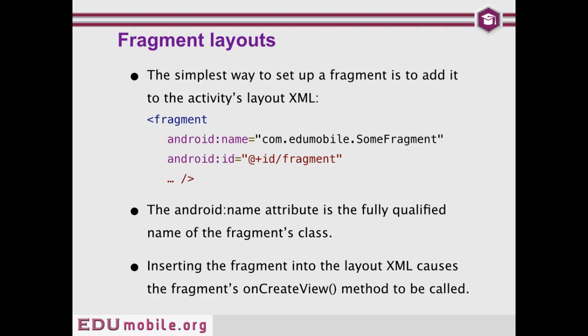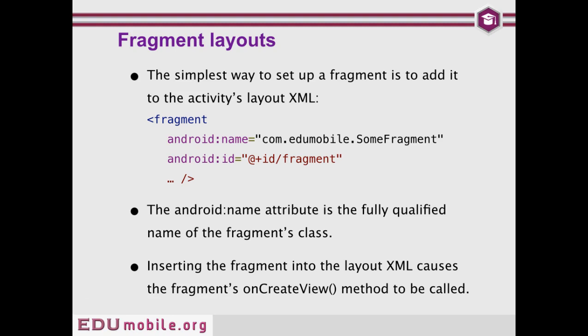A fragment must have a name, and this is going to resolve to the class name of the fragment. And it must have some kind of ID, either an ID or tag or something assigned to it by the system, but the simplest way to manage this is to use android:id. And then it can have other attributes. It can have a width and height and so forth. But at minimum, it must have these two things. The name attribute is the fully qualified package name of the fragment's class.